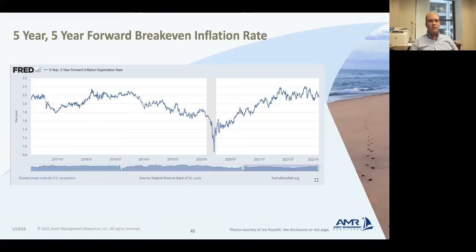And what we're seeing here in this five-year forward break-even inflation rate, which sounds like a mouthful, we're just basically saying that what are inflation expectations between 2027 and 2032? And they're pretty well anchored around 2%, where the Fed expects it to be. So, this is saying that even if we have high inflation now, the expectations for high inflation in the future aren't necessarily as high.